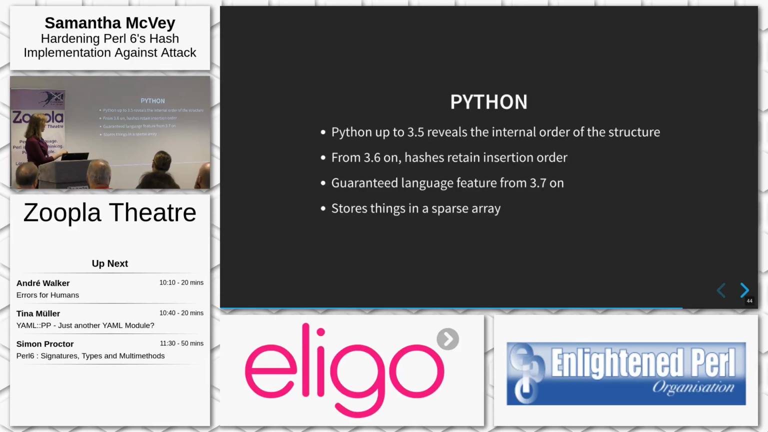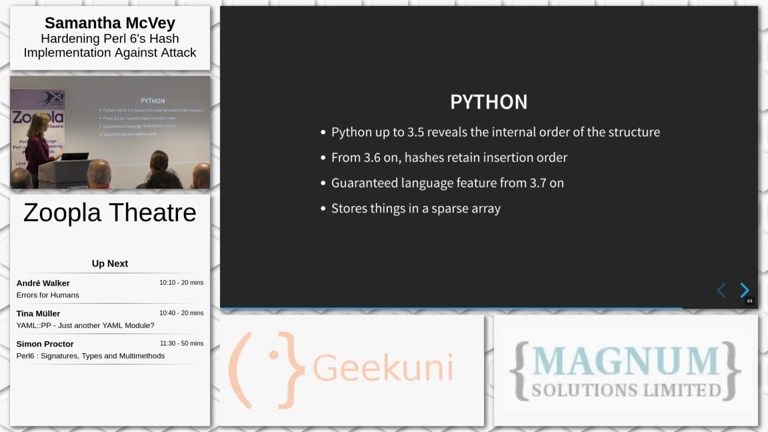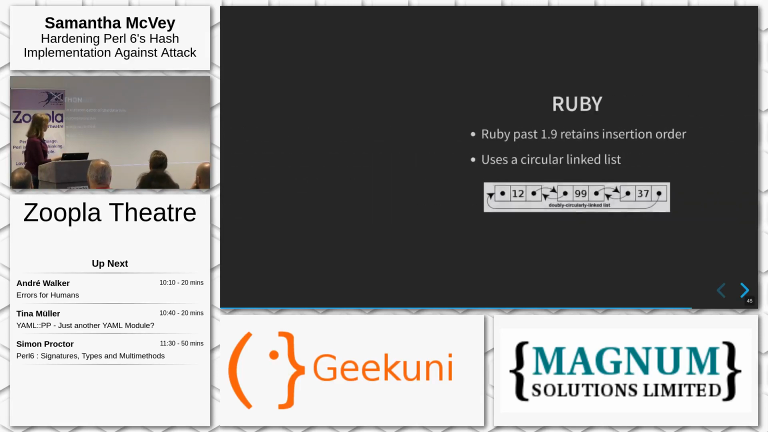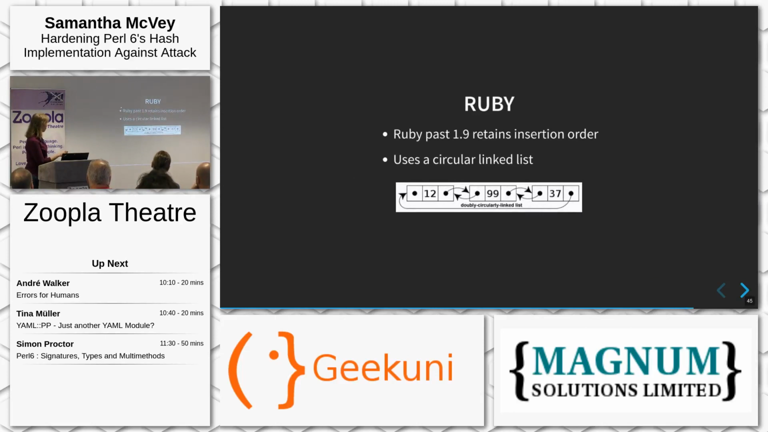I mentioned a bit before, Python 3.5 did reveal the order of the structure, and then from 3.6 on, they just had things retained in insertion order. That seemed to be based on people using Python liking the insertion order, and they didn't want to use the ordered map. They wanted it all just to be ordered. So it's now guaranteed from 3.7 on, and it stores things in a type of sparse array. Ruby also decided, past 1.9, it retains insertion order, and they use a circular linked list.